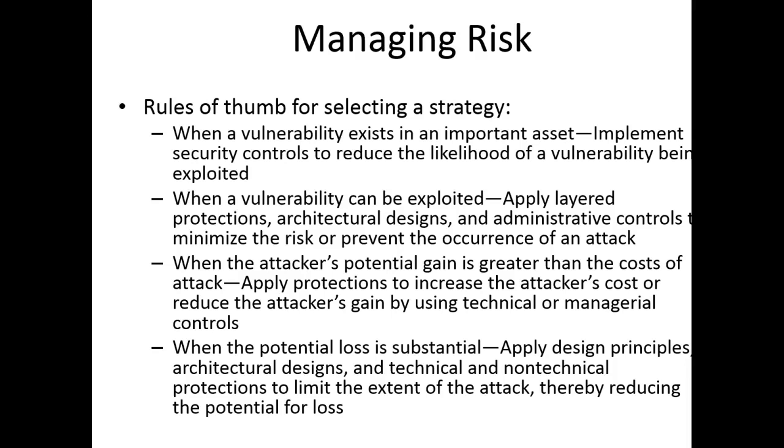Here are some rules of thumb for selecting a strategy. When a vulnerability exists in an important asset in your company, implement security controls to reduce the likelihood of the vulnerability being exploited. When a vulnerability can be exploited, apply layers of protection, architectural design, or administrative controls to minimize the risk or prevent it from happening again.